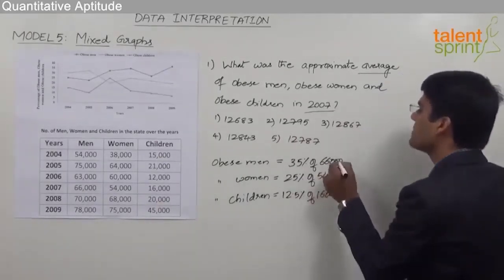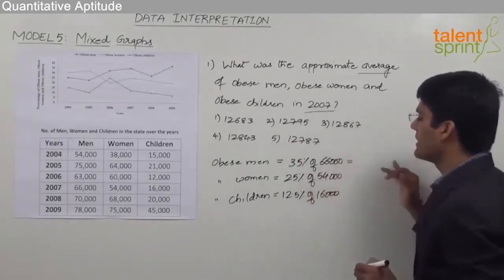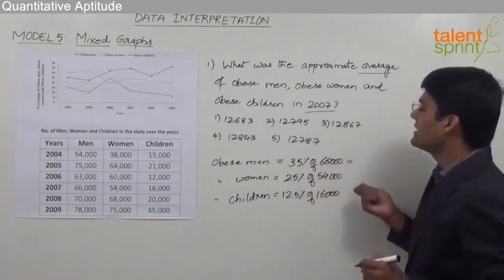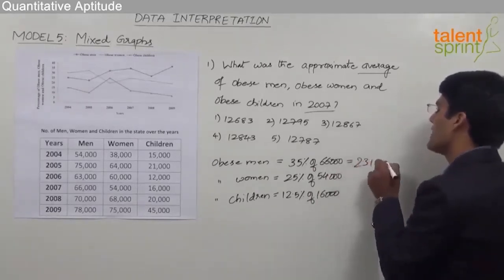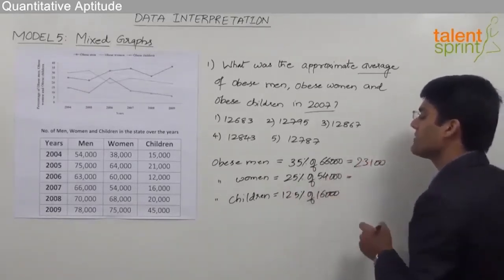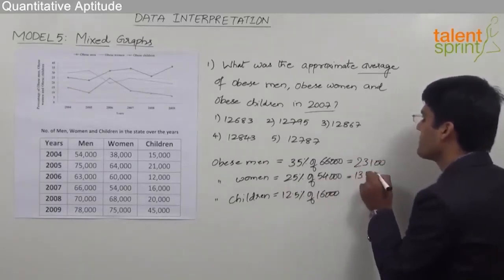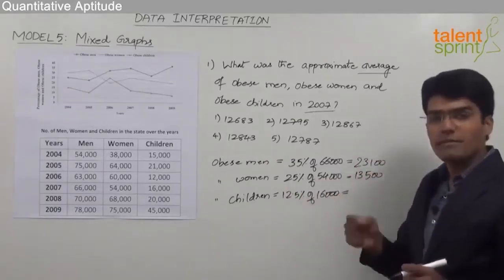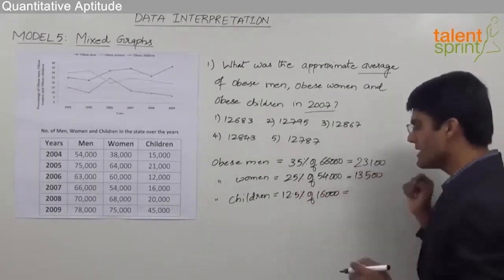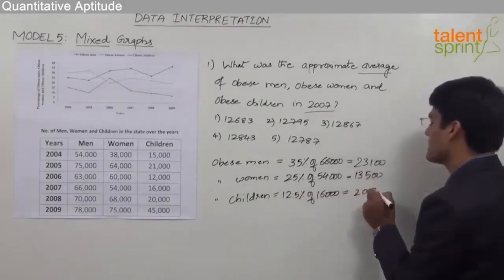So 35% of 66,000 can be taken as 33,000 minus 9,900. That is equal to 23,100. 25% of 54,000 is 13,500. And 12.5%, we know that 12.5% is 1 by 8. So 1 by 8 of 16,000 will come out to be 2,000.